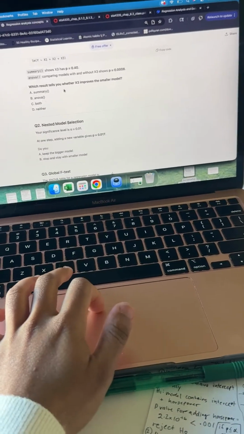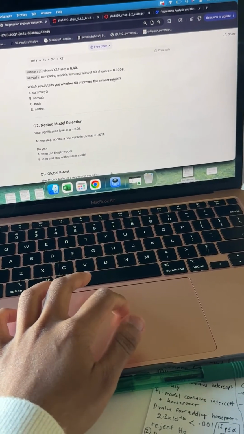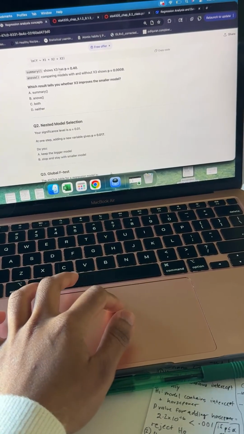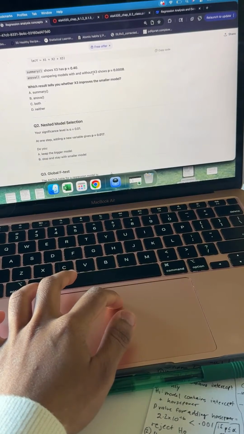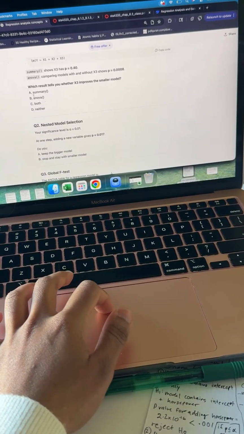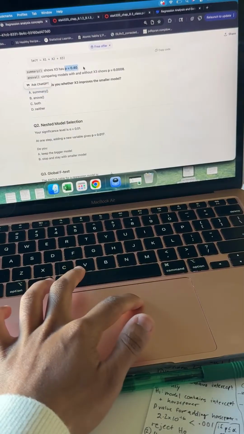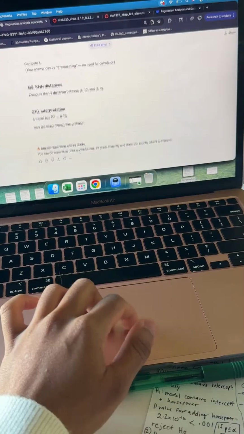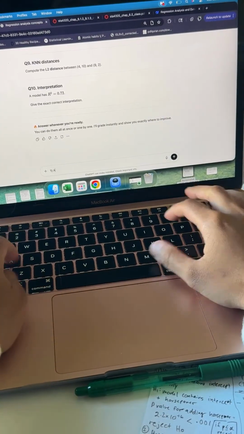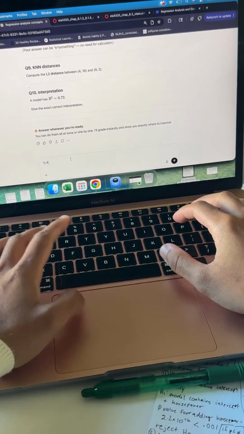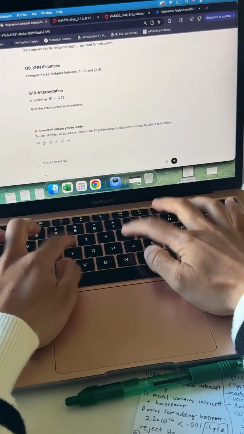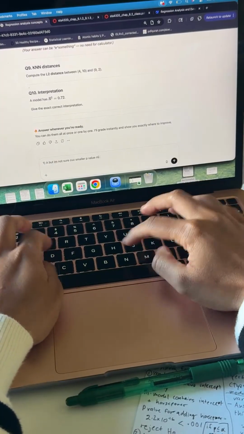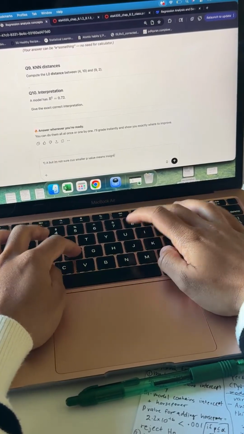So, which result tells you whether X3 improved the smaller model? If it improves the smaller model, I'd say summary then, right? Because it has a higher p-value. Let's say A for question 1. Well, I'm not sure, but smaller p-value means insignificant.